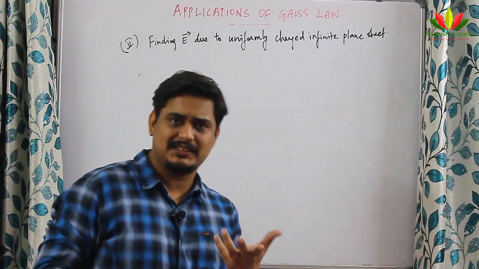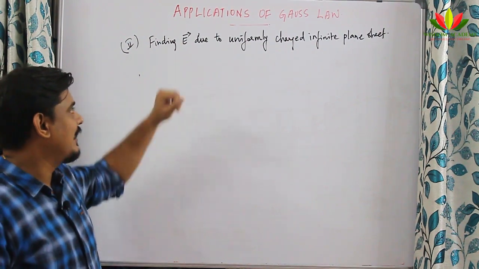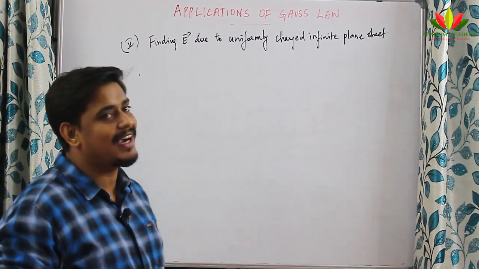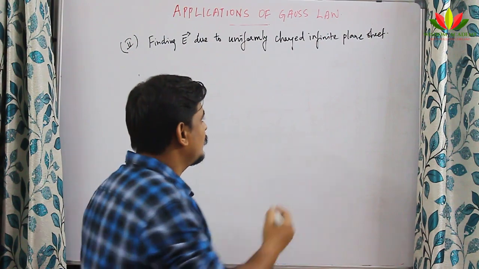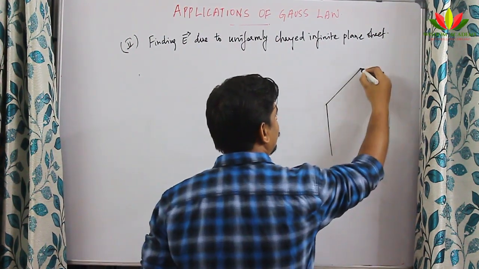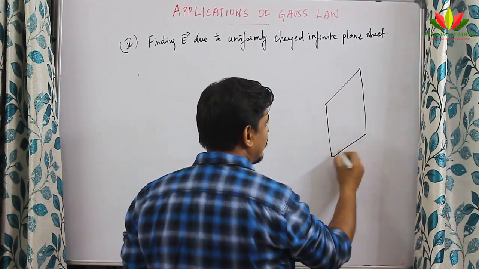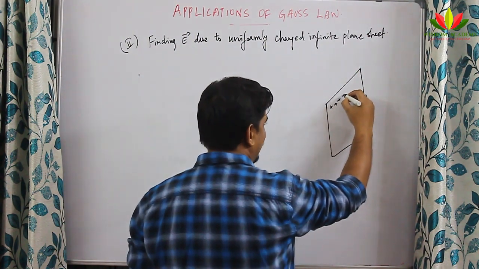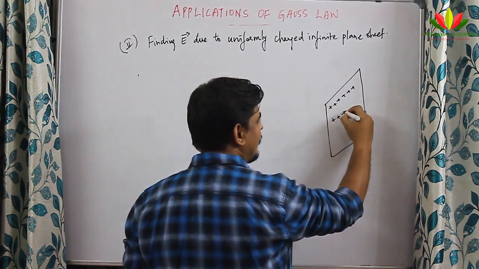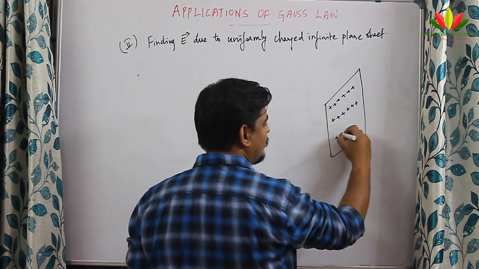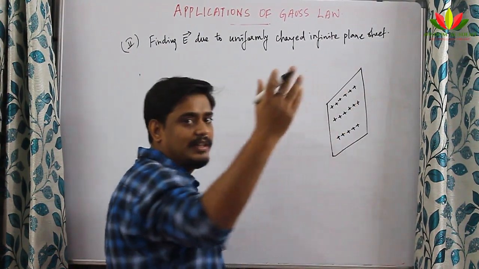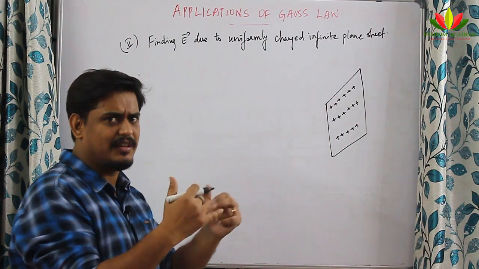Now, let us see the next application of Gauss law, which is finding the electric field due to a uniformly charged infinite plane sheet. So, I am taking an infinite plane sheet like this. Let it have charge, I can take plus or minus. The difference is if I take plus charge, it will have outward electric field. If I take negative charge, it will have inward electric field.